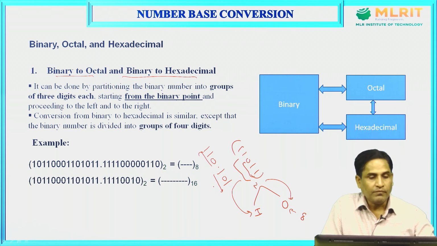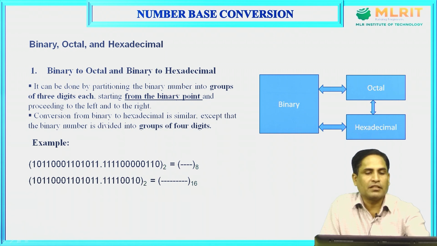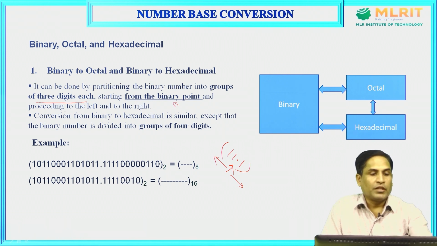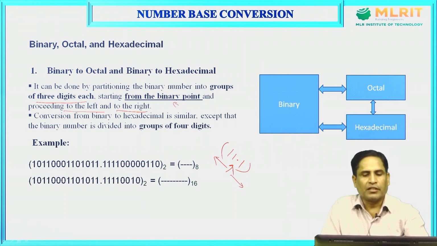So the rule is, it can be done by partitioning the binary number into groups of 3 digits each, because binary to octal, starting from the binary point. I am talking about this one as the binary point. So start from here, that means in this direction and in this direction, to the left and to the right.